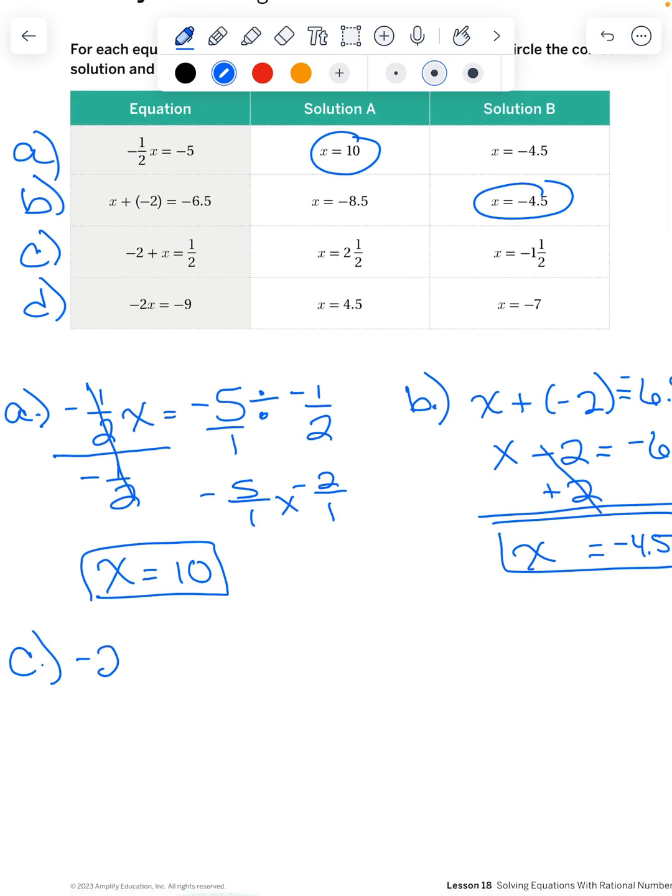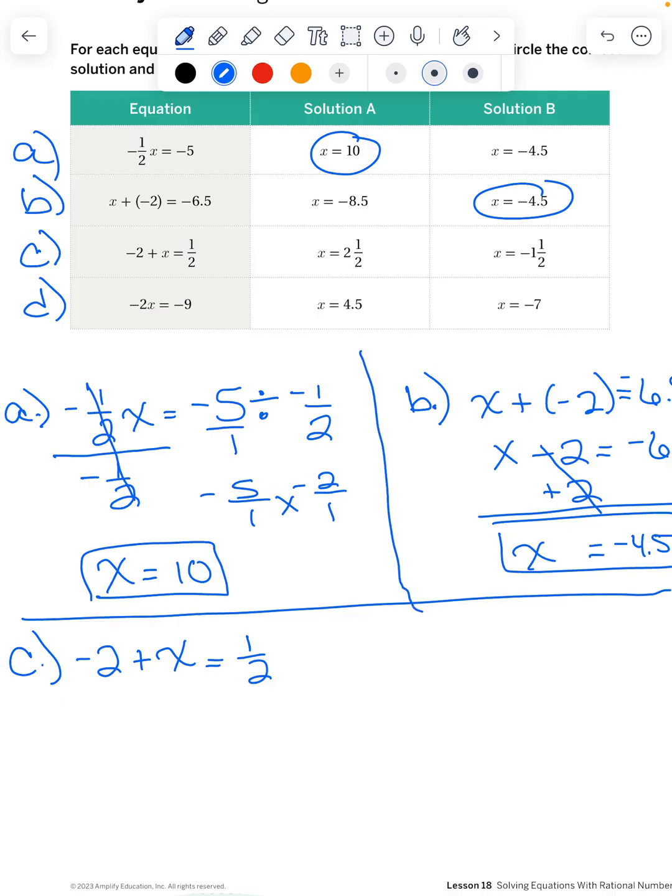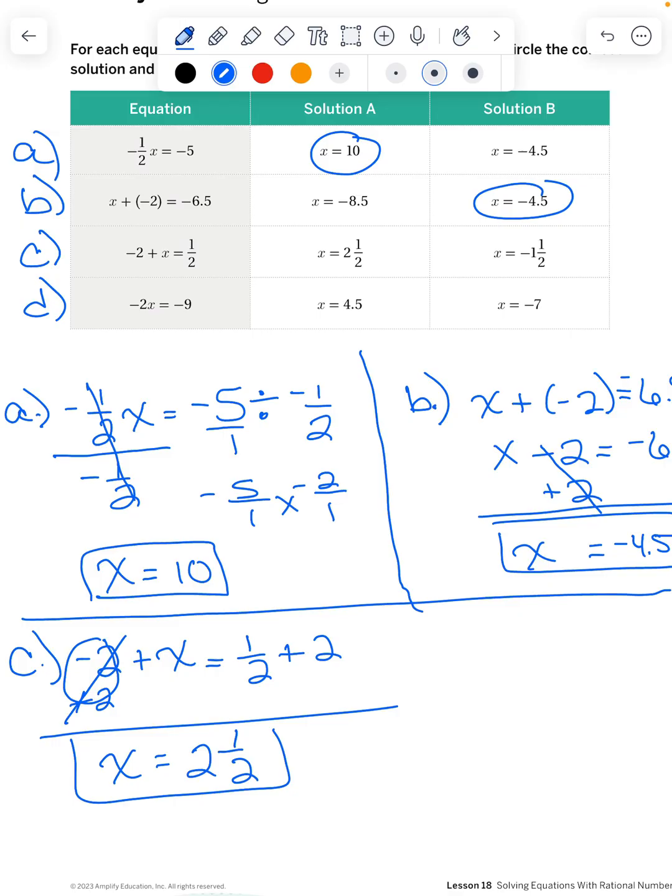Let's come down and do letter C. Negative 2 plus something is 1/2. We're going to solve using the inverse operation. So even though you may know the solution, I still want you to practice solving. I need that x by itself, which means I need to get rid of this negative 2. In order to make that 0, I would add 2 to both sides. So a negative 2 plus 2 is 0. It's gone. I've got the letter by itself. And 2 wholes plus 1/2 is 2.5.